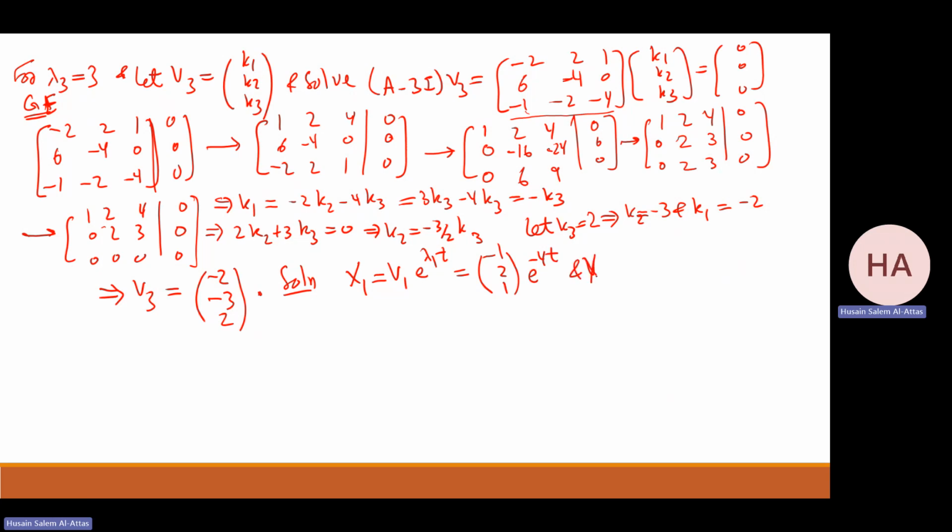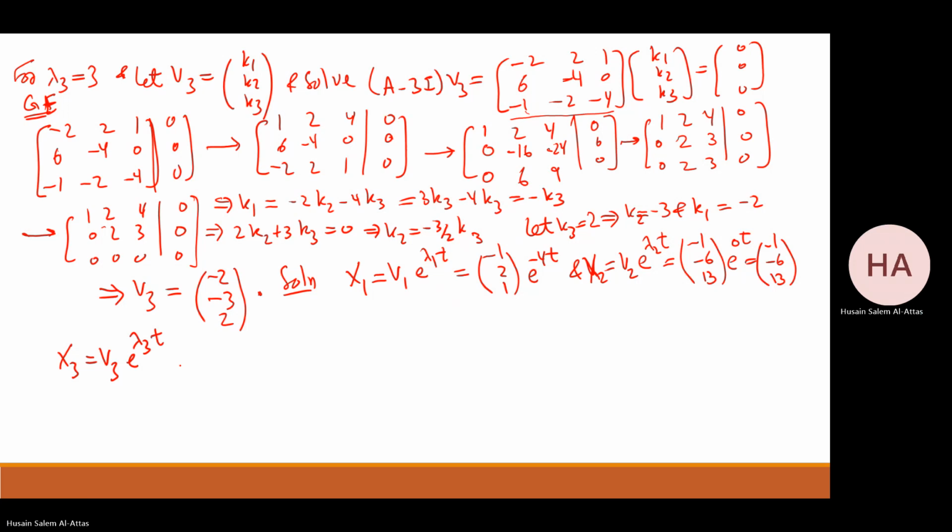What is x2? It will be v2 e^(lambda 2 t). Be careful here. What is v2? v2 is minus 1, minus 6, 13, e to the power 0t. So it is minus 1, minus 6, 13. That's it. e to the power 0 is 1. x3 will be v3 e^(lambda 3 t). That will be minus 2, minus 3, 2, e to the power, what was my lambda? 3.